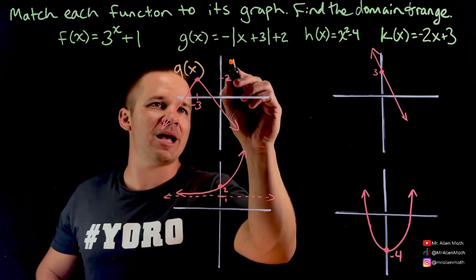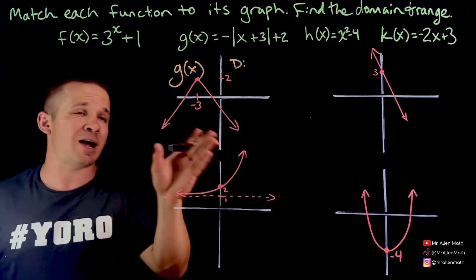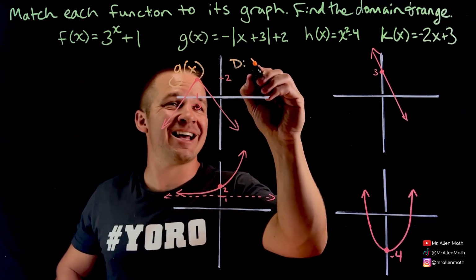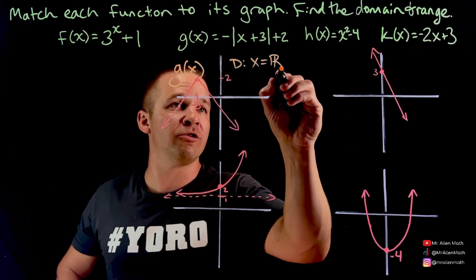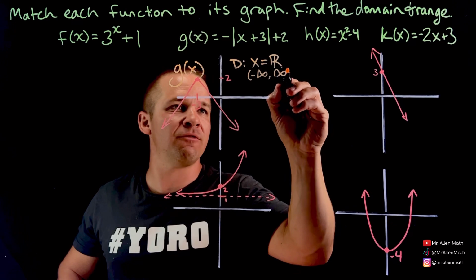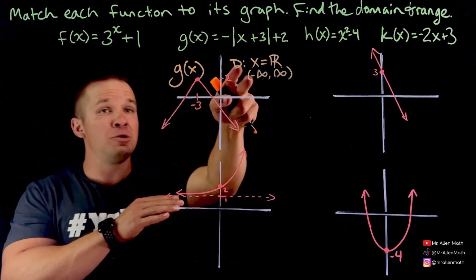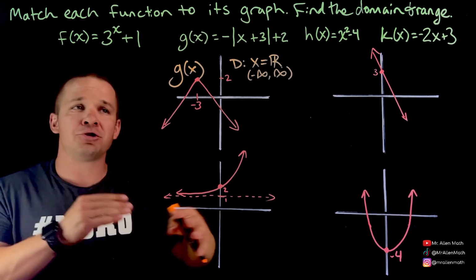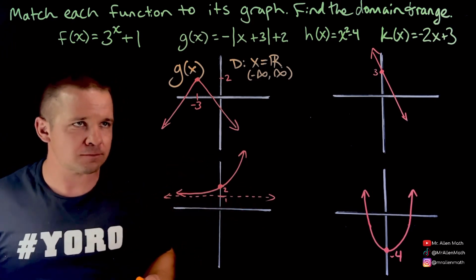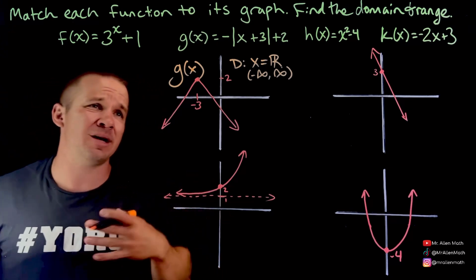Now my domain for this one here, all my X values, does it ever stop going to the left or to the right? No. So you can either say that as X equals all real numbers, or you can even use interval notation. Some prefer that, negative infinity to positive infinity. There we go. That's two different ways to list our domain there, right? Some teachers do one way or another, all right? Some even get crazy with the fancy little teacher brackets. It's a little over the top for me. This is what I'm doing.